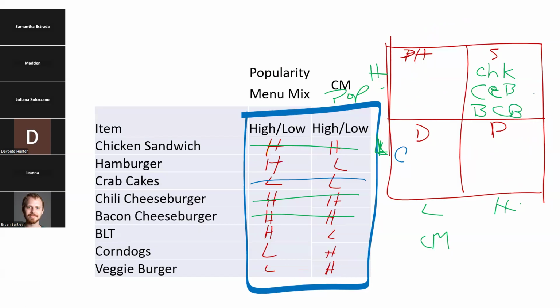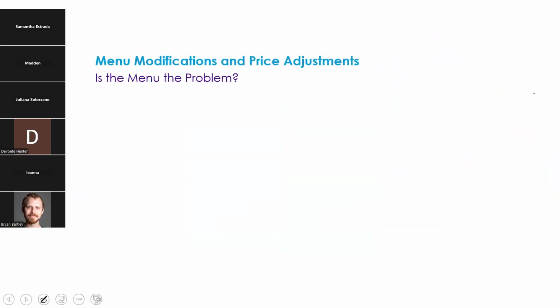So then once we make those changes, we have to decide, is the menu the problem? Okay. How many of y'all have sat down in a restaurant, opened up the menu, and seen that some of the menu items have a little star next to them? What does that star mean?